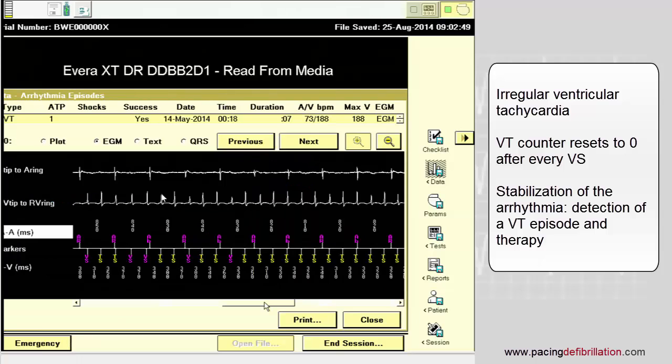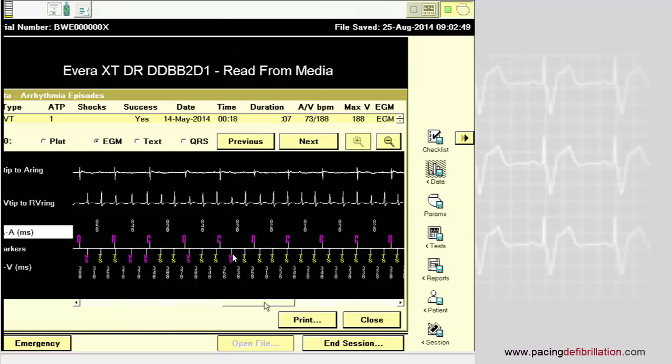When we look at the EGM, it confirms that it is a real ventricular tachycardia with more ventricle than atria. The ventricular tachycardia is quite irregular with variations in the duration of the cycles, and some cycles are detected outside the VT zone and are classified VS. So the very important specificity of the Medtronic device is that the VT count requires consecutive cycles. So every cycle classified VS will reset the VT counter to 0.